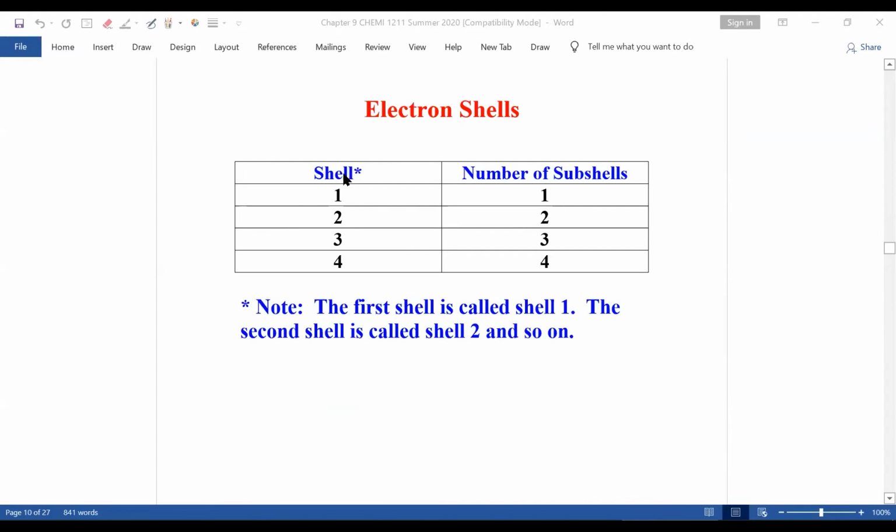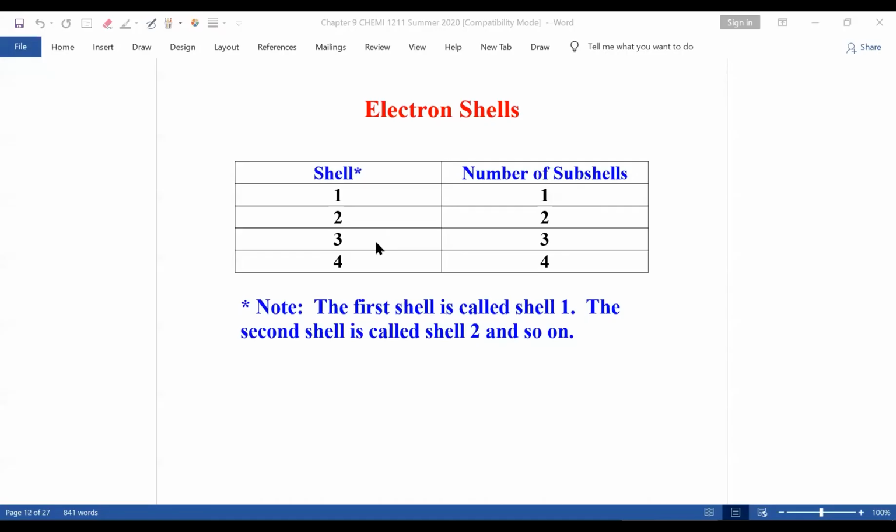I will put this in the important information, but shells have a very, very difficult naming. The first shell is called shell 1. By the way, Dr. White's smiling. First shell is shell 1. Second shell is shell 2. Third shell is shell 3, and fourth shell is shell 4. Now, there's something you should know how to understand. I'll explain more about it. I will give you this chart for test number 2.